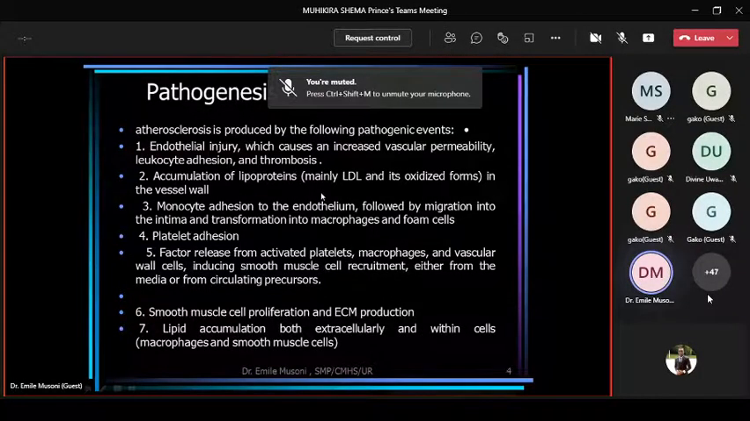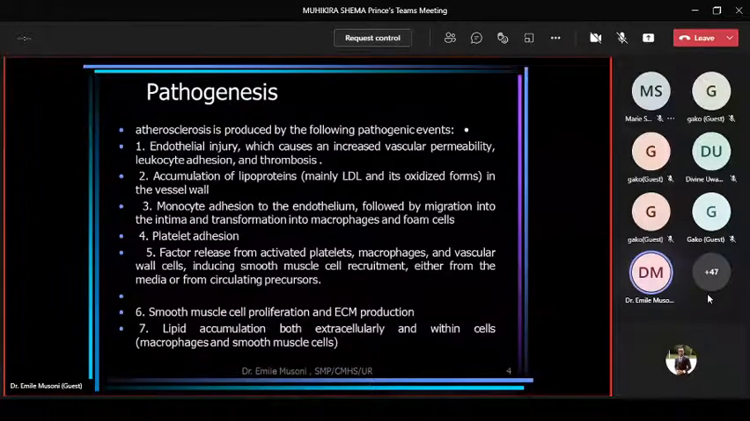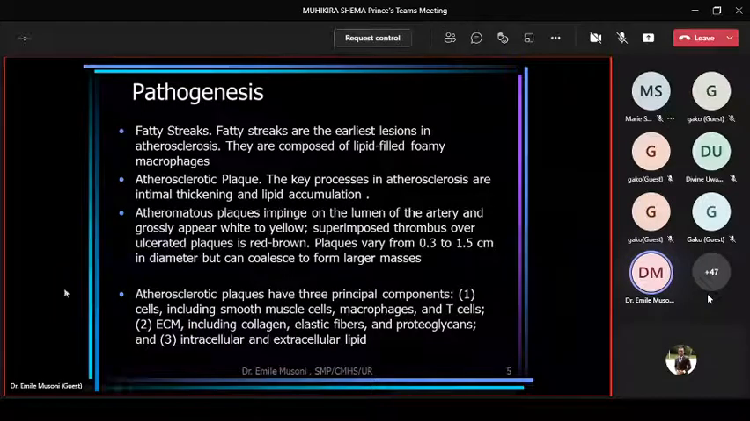In summary, this is the beginning of the pathogenesis of atherosclerosis, but it continues with what we call fatty streaks. These are regions in atherosclerosis. They are composed of lipid-filled foam macrophages. Then there will be atherosclerotic plaque.